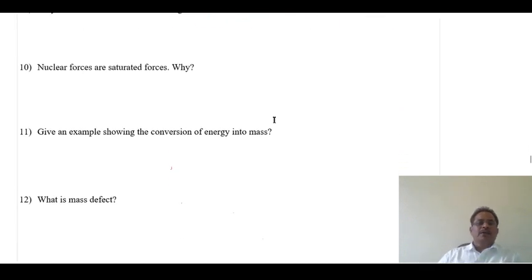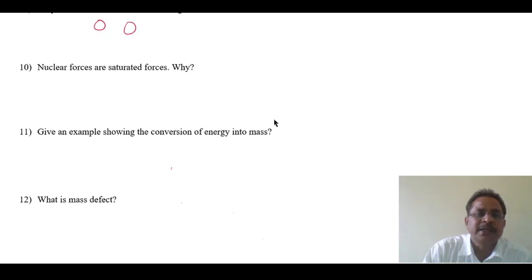Then question number 9: why are nuclear forces called exchange forces? As we all know, all fundamental forces in nature are possible because, in between the interacting particles, there is always something that gets exchanged from here to here and from here to here. Suppose this is a positive and this is a negative charge. In case of the electromagnetic force, we have gamma photons which continuously interchange between them, and that's why this is called the exchange force.